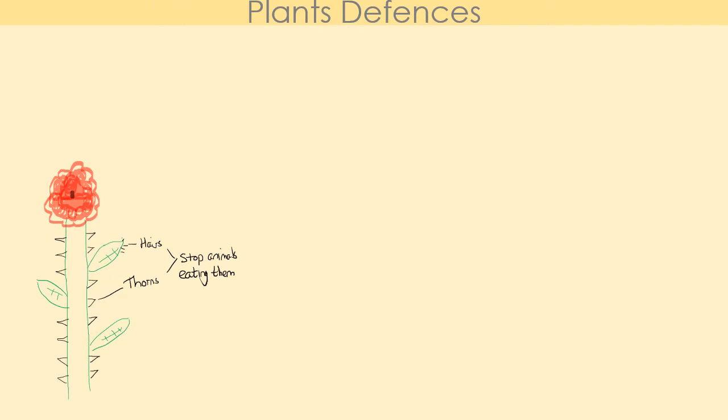So let's have a look at one. We have a leaf here and an insect is going to land on it. There we go. We've got some wings as well. The insect will land on it and straight away, as soon as it is touched, the leaf will curl up. The leaf will curl up and the insect will be thrown away.